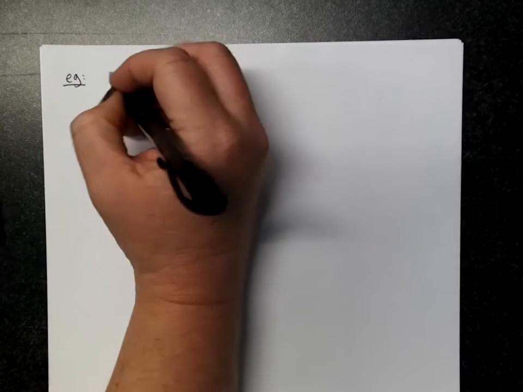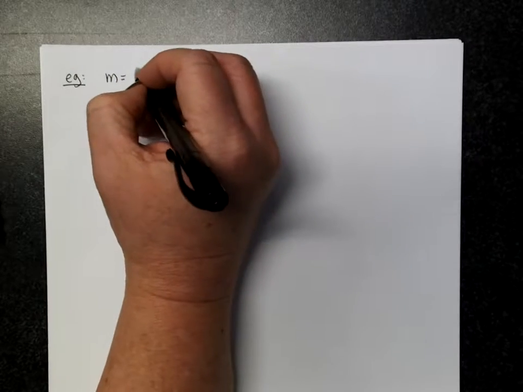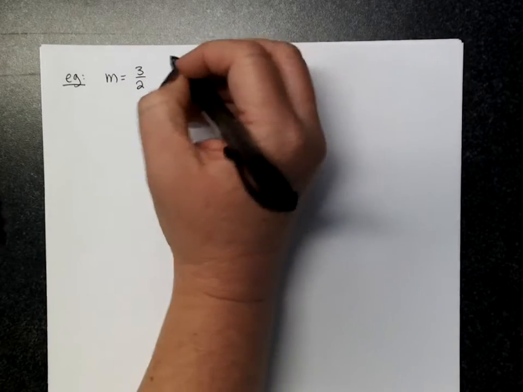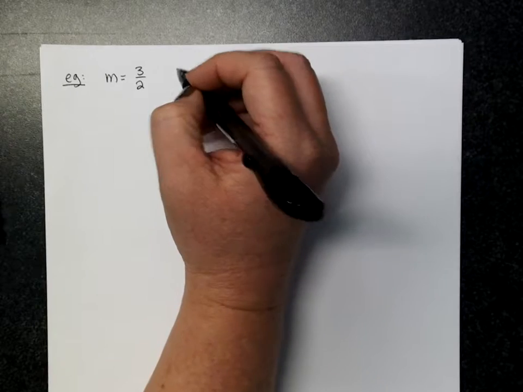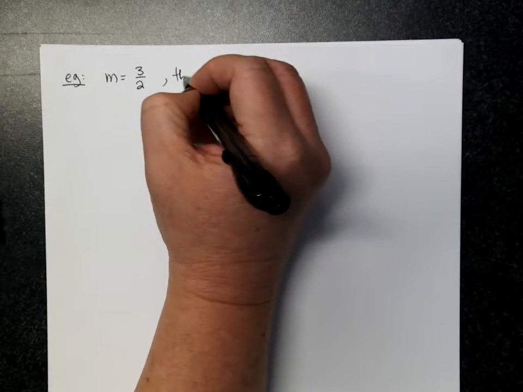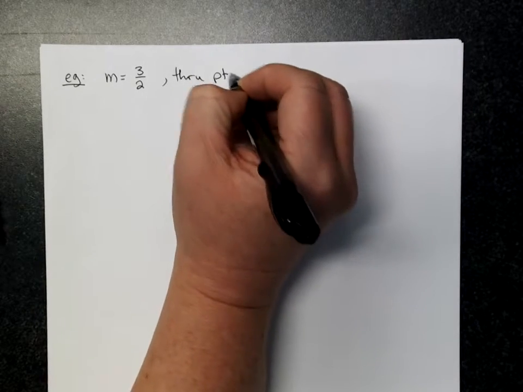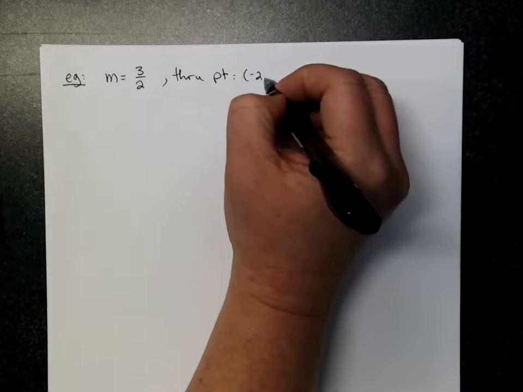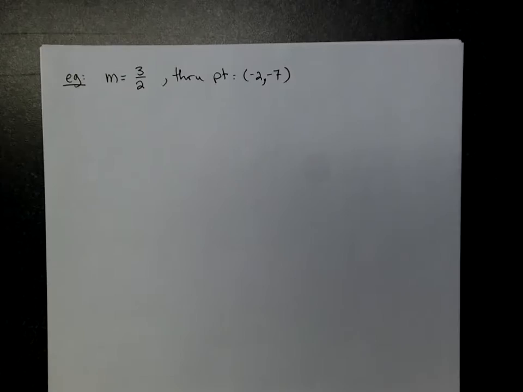So let's look at cases where it's a little messier. It's the same setup, the same arrangement. Your whole point is you need a point and a slope. Okay? But if it looks a little messier with a fraction, this is how you handle it. So if the slope equals 3/2, for example, and it goes through the point -2, -7.